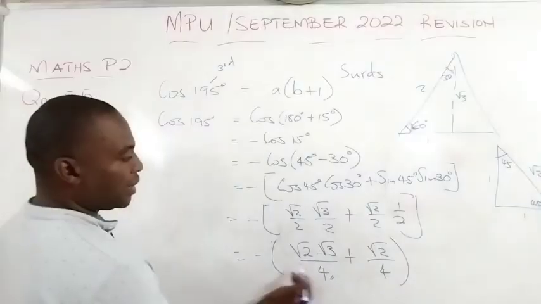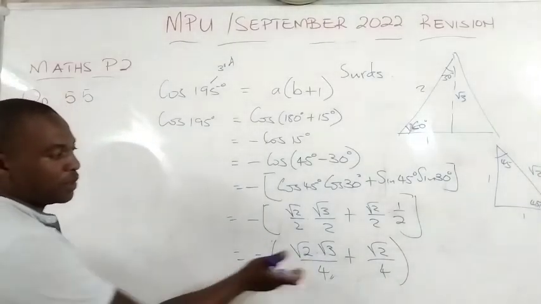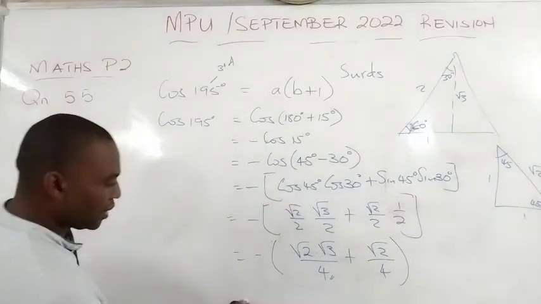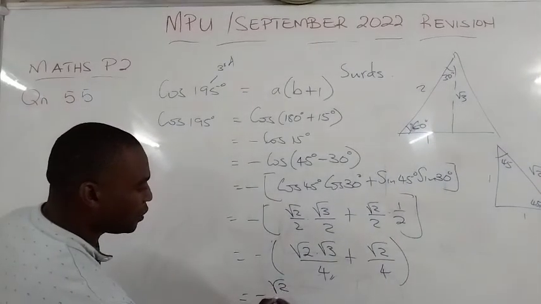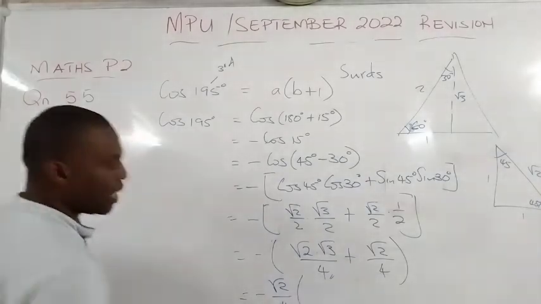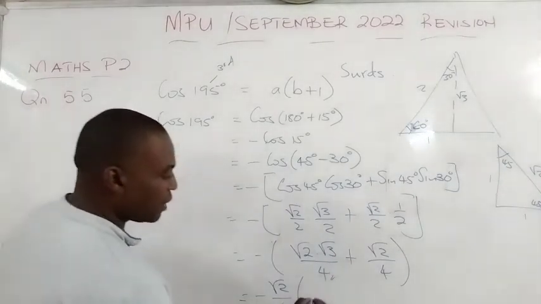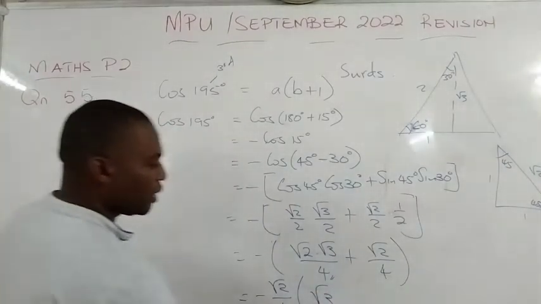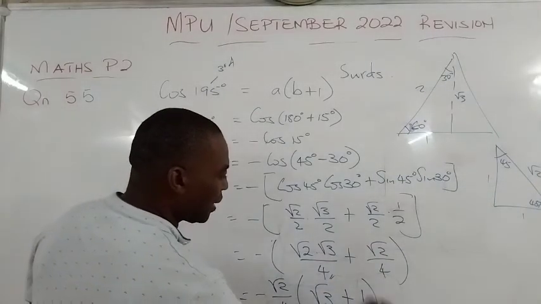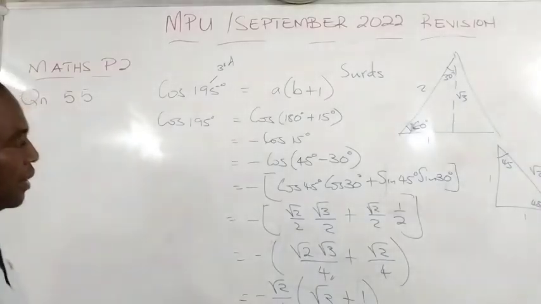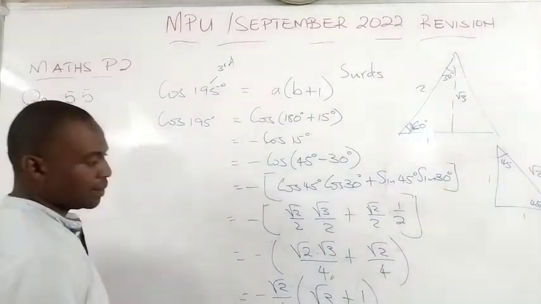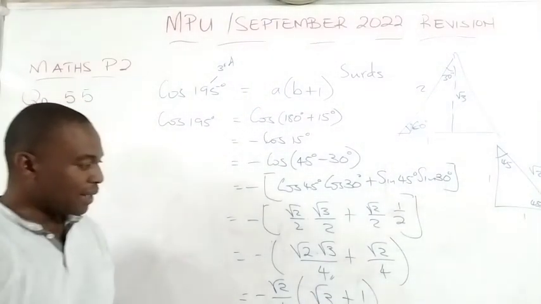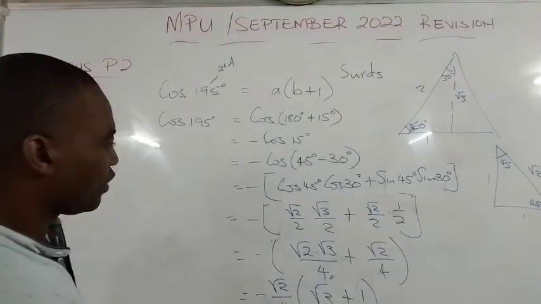Now we can see that root 2 over 4 is common in the two fractions, so we can factor it out. That will be negative root 2 over 4 is out, and then we remain with root 3 plus 1, and that is in the form a into b plus 1. That is how we solve this question.